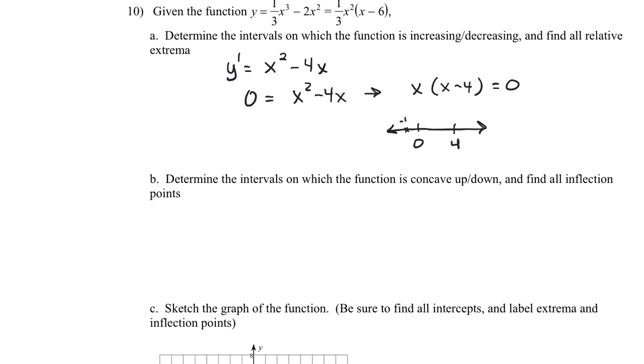And then we need test points. I'm going to do -1, +1, and +5. So when I plug in -1, we have -1 multiplied by -5, which is +5, so positive. For test 1, we have 1 times 1 minus 4, that's -3. 1 times -3 is -3, or negative. We test 5. 5 times 5 minus 4 is 5 times 1, which is positive.